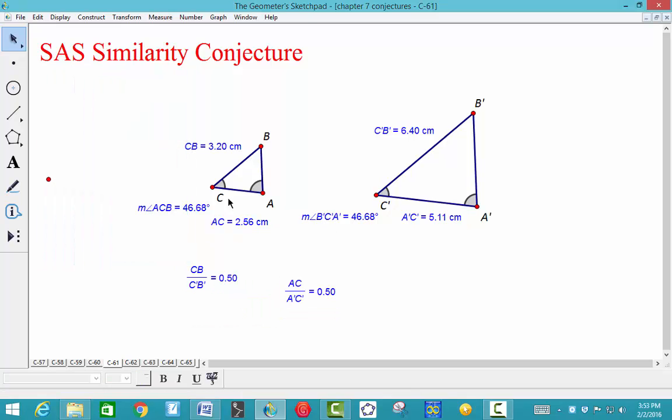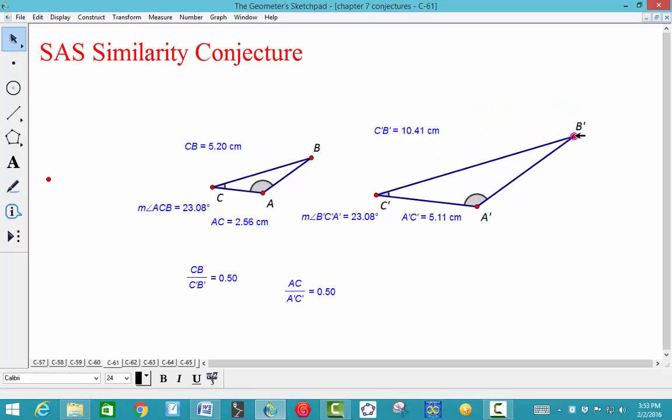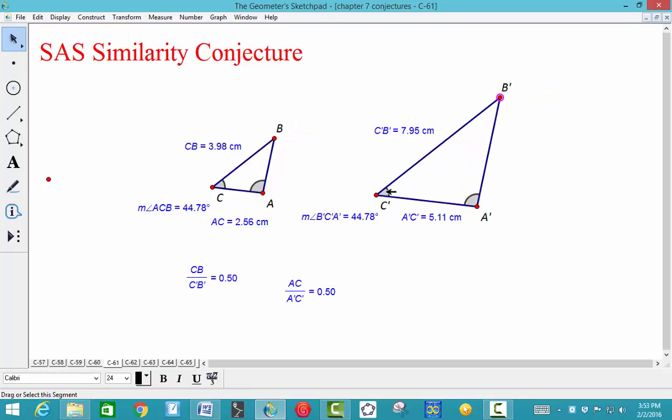Okay. And we also have that the angles are congruent. So no matter how these triangles move, we have congruent angles. Those 2 angles are the same. And then the sides are proportional. If that's the case, the triangles are similar.